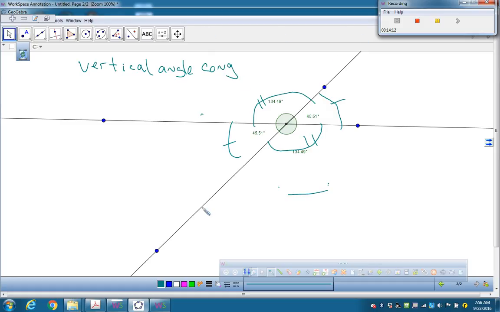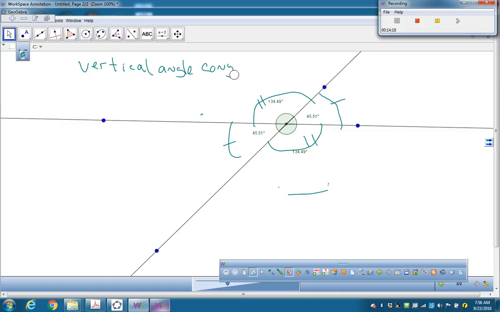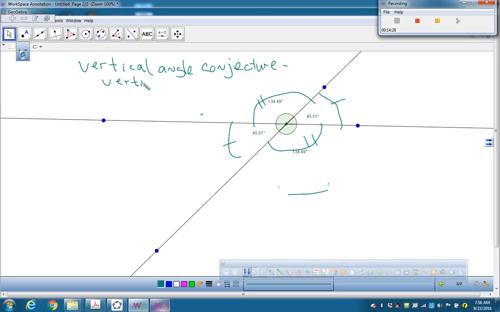Conjecture. That's a J. Vertical angles are congruent. Okay? Vertical angles are congruent. And now I'm going to do a little proof of that. Okay? Proof.